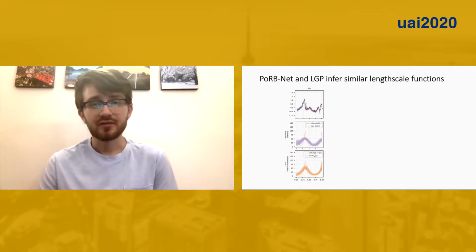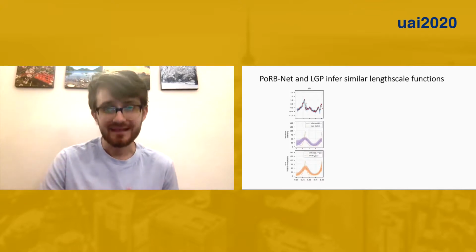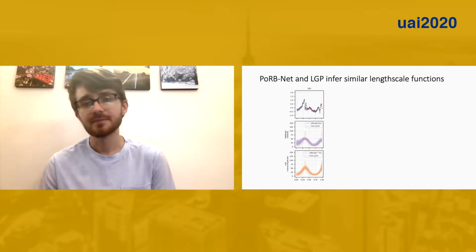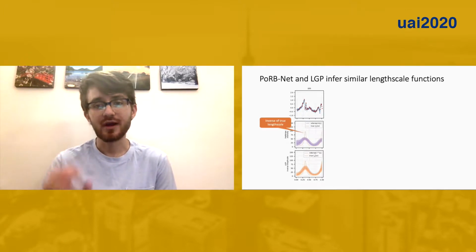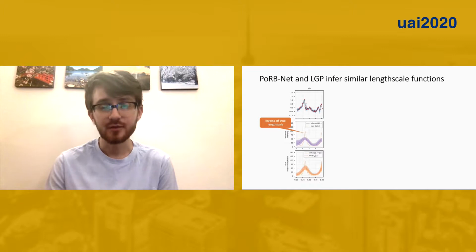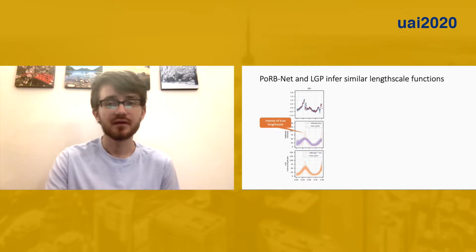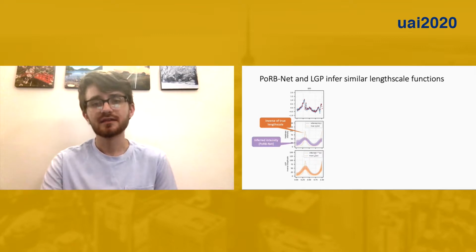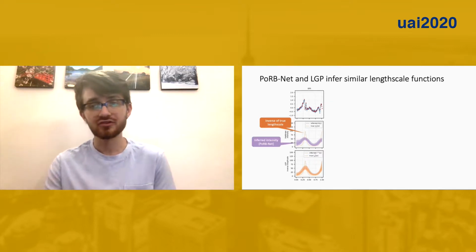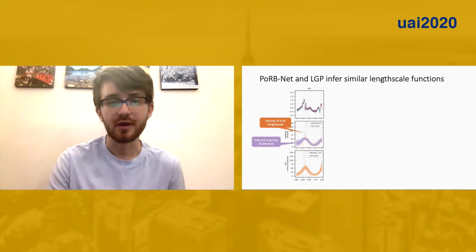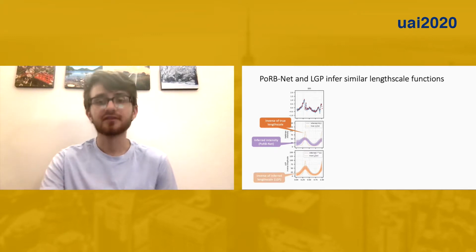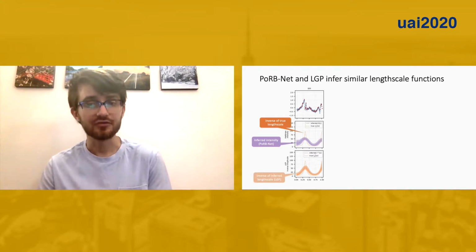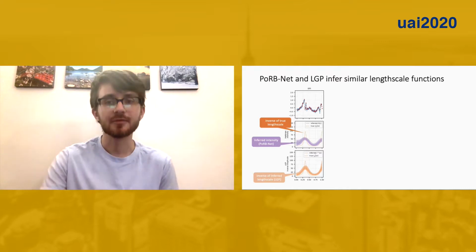So now we'll do inference on synthetic data drawn from that same GP from the previous slide. In this example, the ground truth length scale function is a sine wave. We plot the inverse of the ground truth length scale as this orange dotted line here. And we see that the inferred intensity of PoRB-Net, shown in purple, matches the pattern in the ground truth. The inverse of the length scale function inferred by the LGP also picks up the patterns in the ground truth.